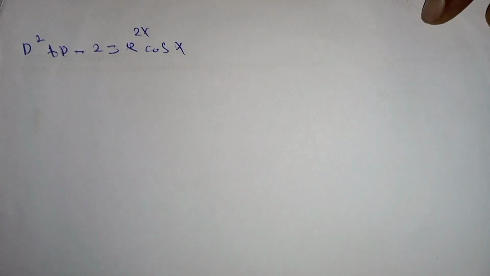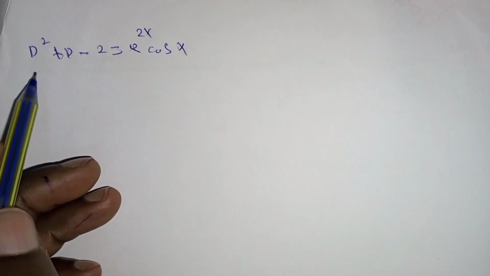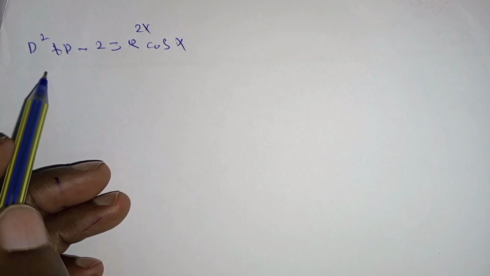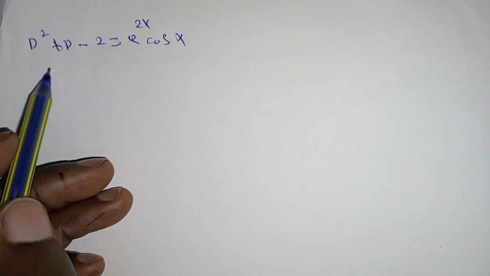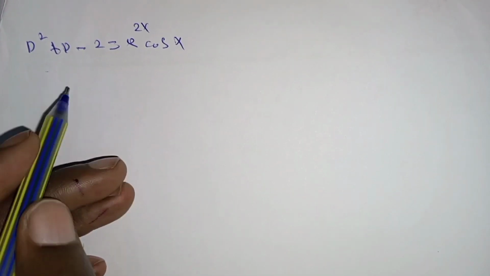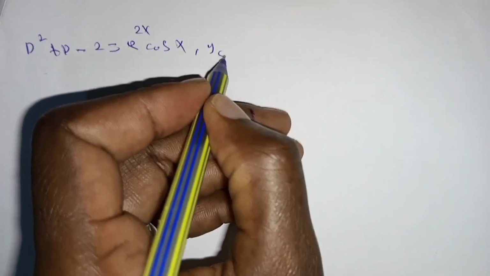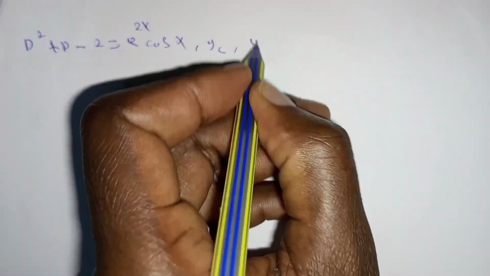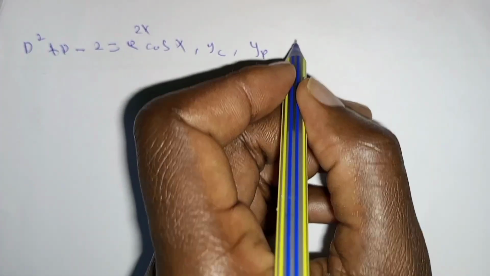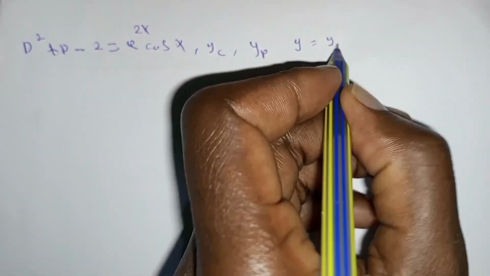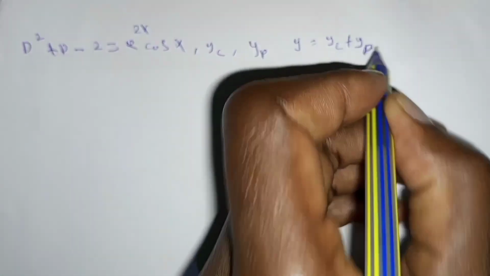Hello everyone, welcome, and let us see how we can solve a second order nonlinear differential equation. So this equation has two parts, what is called the complementary part and the particular part. So our solution will be y is equal to y complementary plus y particular.